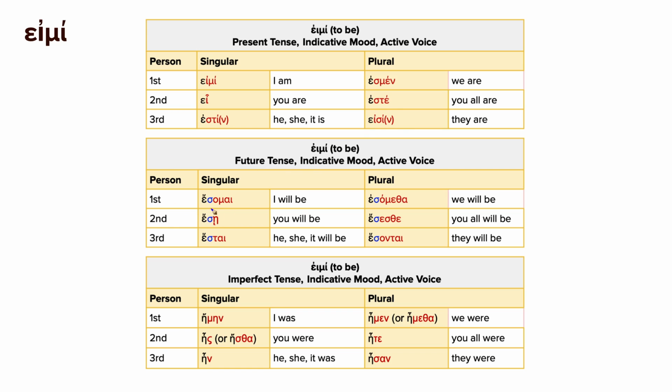Now, future will generally have this sigma, and these endings should be very similar to what we've seen with our middle-only verbs and our passive. Esomai, ese, estai, esometha, esesthe, esontai. All right, so omai, what's usually etai, but here with estai, ometha, esthe, ontai. Those should be very familiar in terms of the present tense passive.